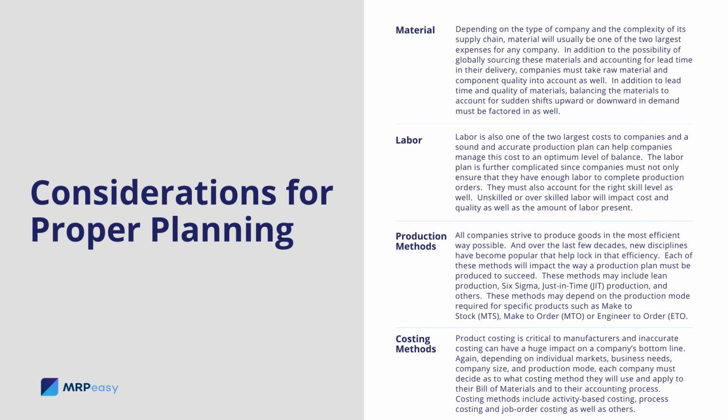Costing methods. Product costing is critical to manufacturers, and inaccurate costing can have a huge impact on a company's bottom line. Again, depending on individual markets, business needs, company size, and production mode, each company must decide what costing method they will use and apply to their bill of materials and to their accounting process. Costing methods include activity-based costing, process costing, and job order costing, as well as others.